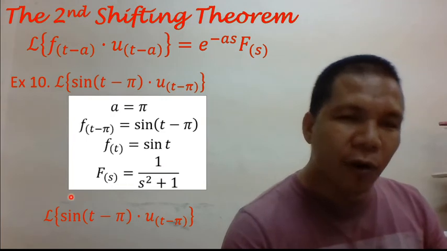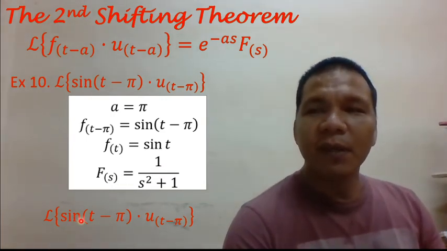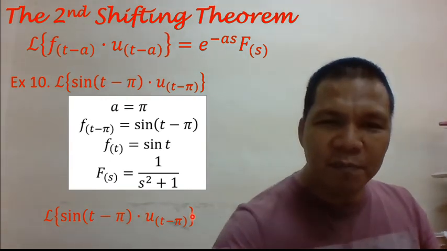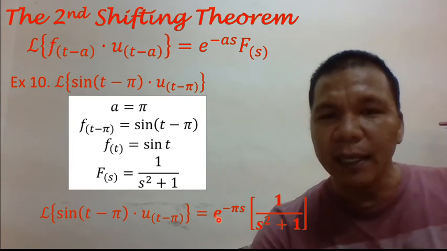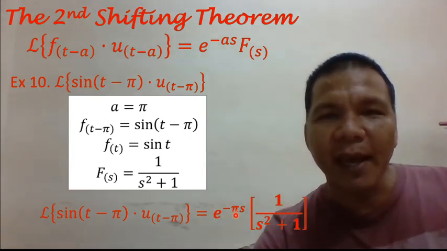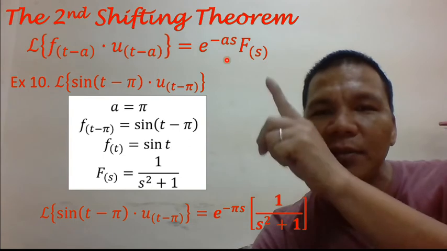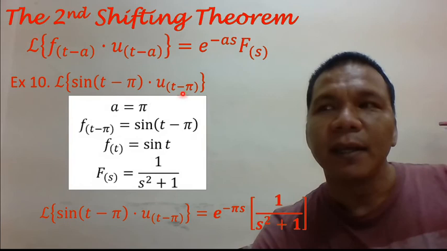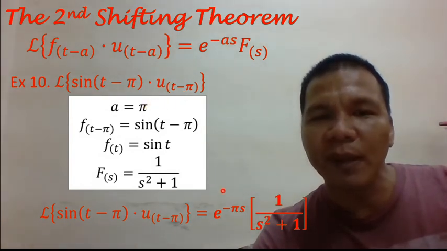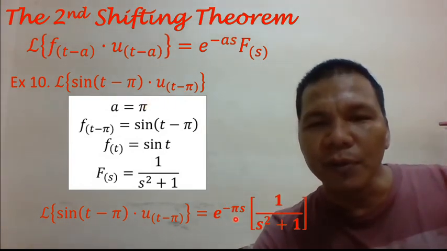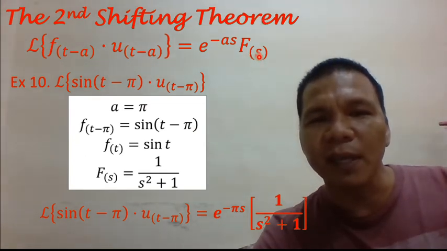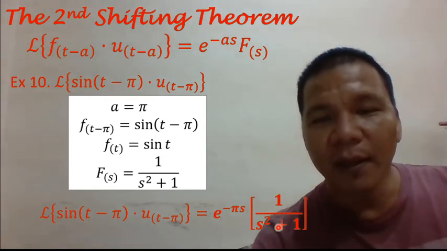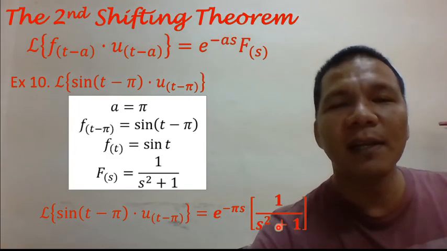Therefore, the Laplace transform of sine t minus pi multiplied by u sub t minus pi is simply e raised to negative pi s, as indicated by this equation. Take note, a here is equal to the value of pi. So you just substitute the value into your equation, and the function of s here is equal to 1 over s squared plus 1. That will be your final answer.